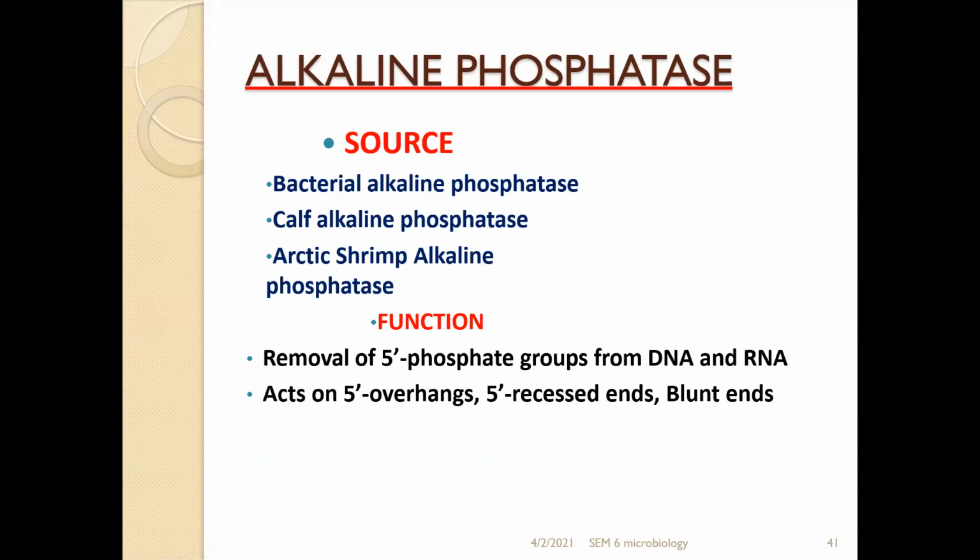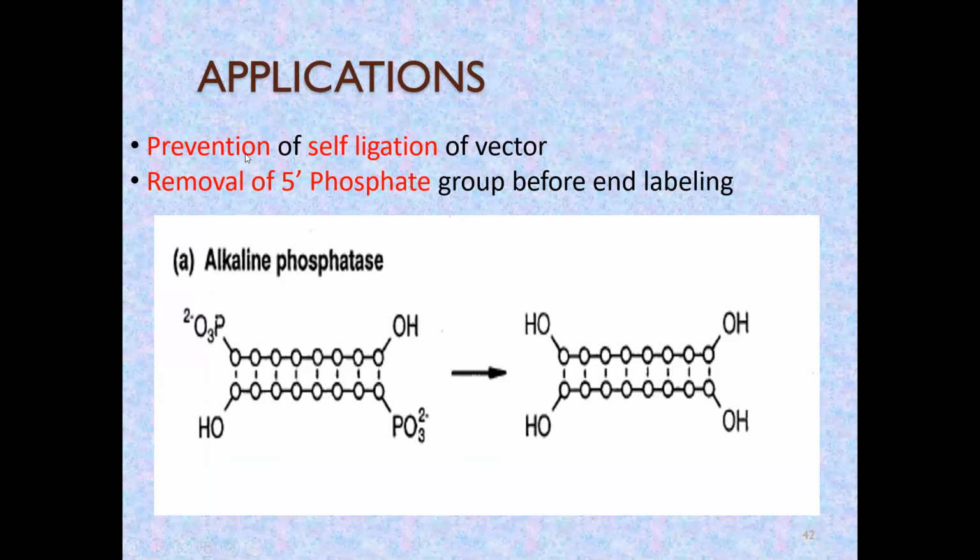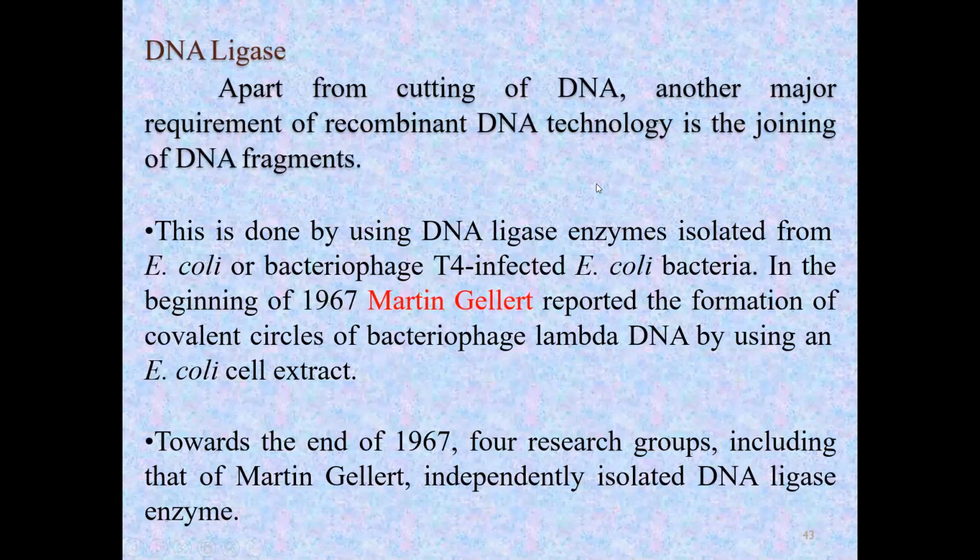Another enzyme necessary for this process is alkaline phosphatase. There are many sources to collect it from, from bacteria to calf and shrimp alkaline phosphatase. Its role is the removal of the phosphate group from the 5' end of DNA and RNA, on 5' overhang, 5' recessed, or blunt ends. Its application is the prevention of self-ligation of the vector and removal of the 5' phosphate group before end labeling.